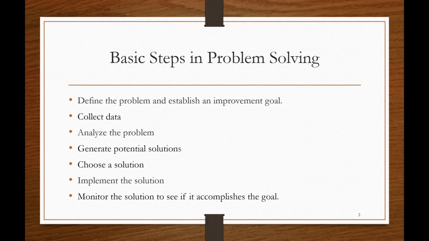The basic steps in problem solving. Problem solving is the act of defining a problem, determining the cause of the problem, identifying, prioritizing, and selecting alternatives for a solution, and implementing the solution. So here, the steps: define the problem and establish an improvement goal, collect the data, analyze the problem, generate potential solutions, choose a solution, implement the solution, monitor the solution to see if it accomplishes the goals.